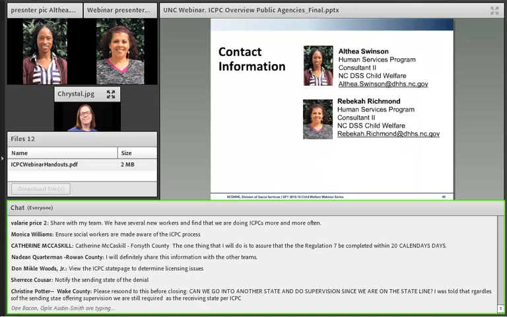As you'll see, we have Althea and Rebekah's contact information on the screen. So if you need to contact them, you see their email there. And then also in the handouts, there was information about contacting those people that are assigned for your area.